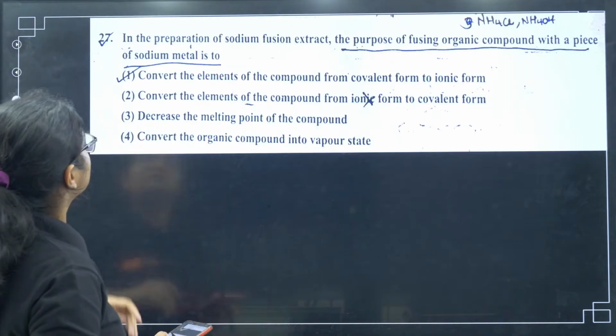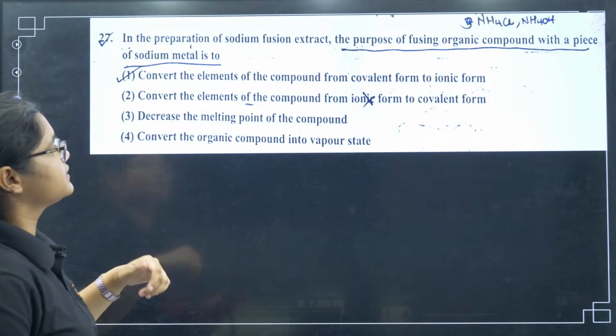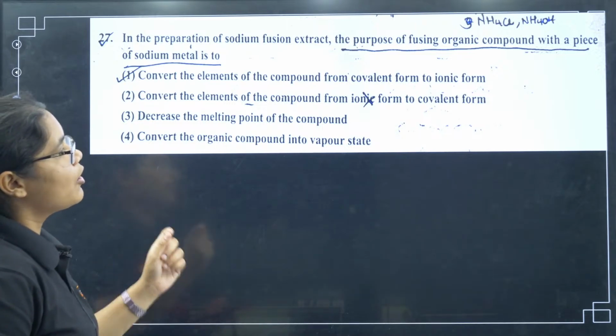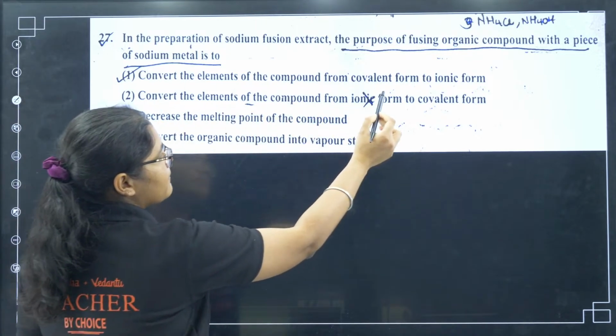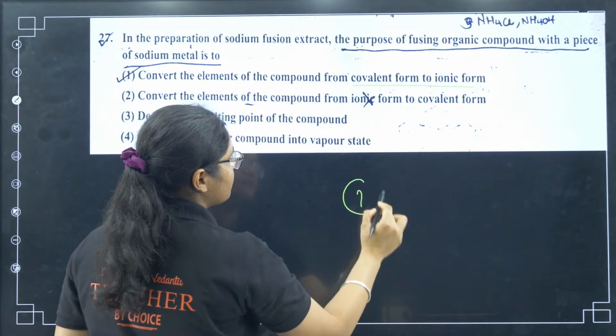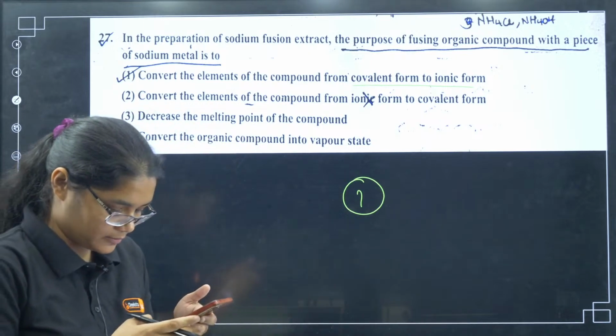Okay. Next, we have the preparation of sodium fusion extract. The purpose of fusing organic compound with a piece of sodium metal is to convert the elements of the compound from covalent to the ionic form. So correct answer here will be option number 1.